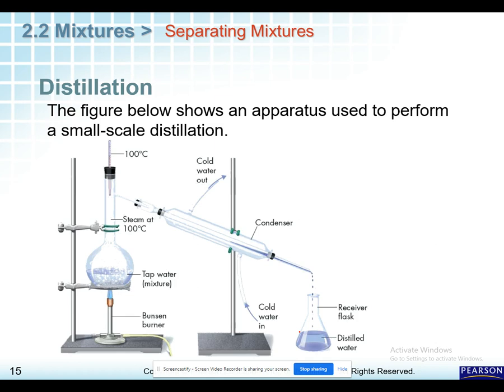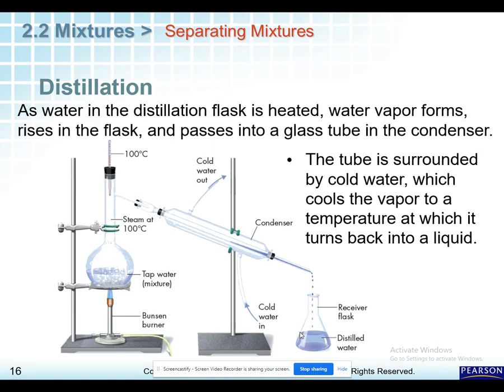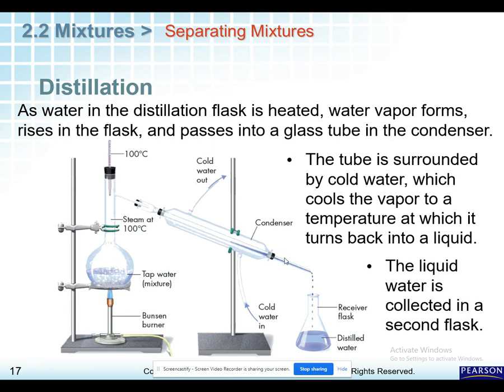So let's talk about this process. As water in the distillation flask is heated, so right here, water vapor forms and goes up the flask. What it does is it passes into a glass tube in the condenser. The tube is surrounded by cold water, and that's going to cool the vapor back down to where it will turn back into a liquid. And that liquid water is collected in the second flask.